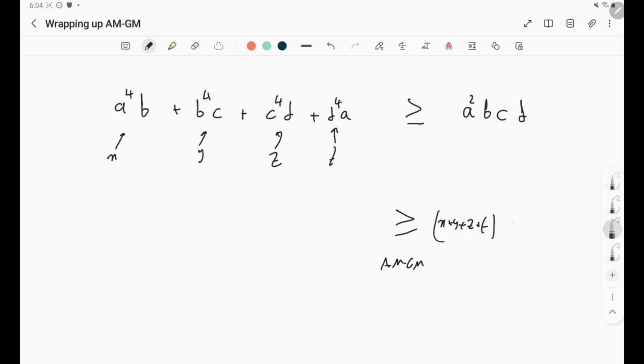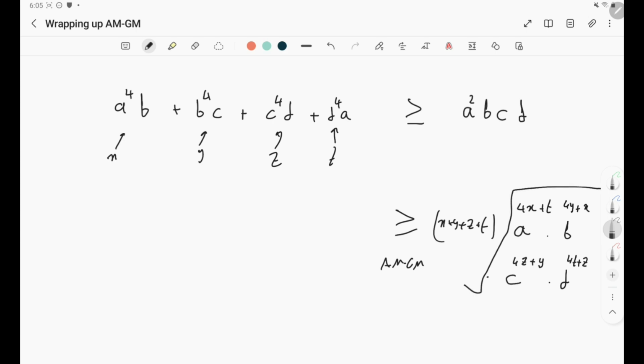What will we have here as powers? So we will have a to what power? Let's think about it. What is the power of a? Well, since here we have x of these, so we will have 4x. And where does a come from? From here. So we'll have plus t. The same thing for b. It's for y plus x, and then c for z plus y, and finally d, it's for t plus z.